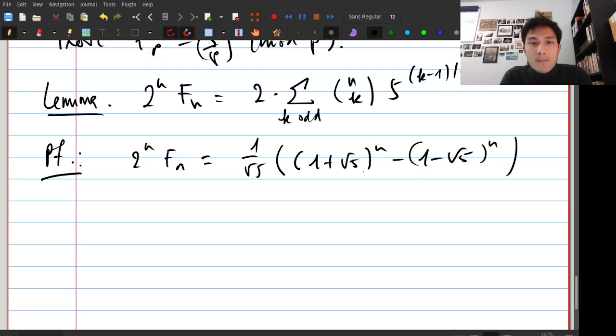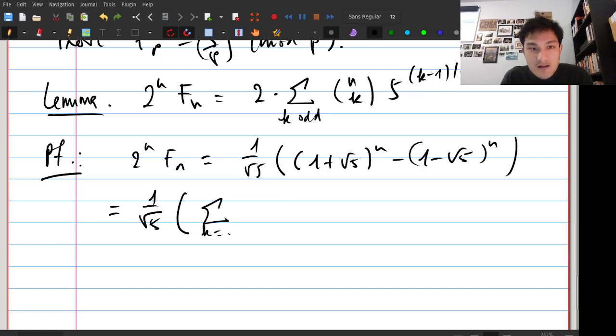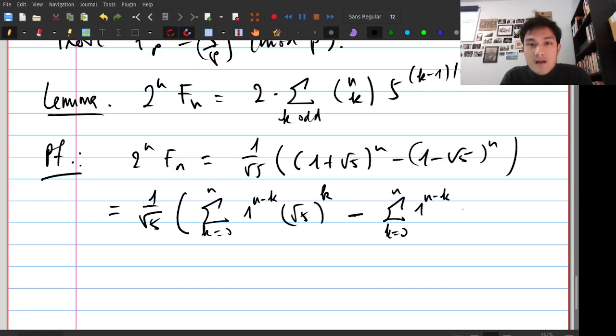Okay. This kind of looks like the binomial theorem, and we have two binomials here, so it makes sense we should probably expand those out. So what does the binomial theorem say? It says that this is the sum over k equals 0 to n. On this first binomial, we get 1^(n-k), square root of 5 to the k. Now here we subtract the same thing, k equals 0 to n, 1^(n-k), but it's minus square root of 5 to the k.